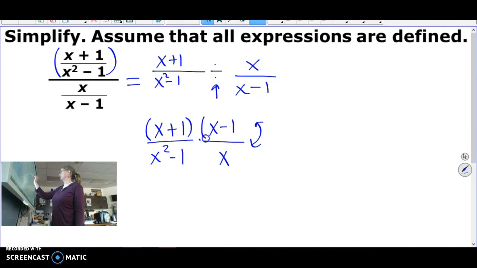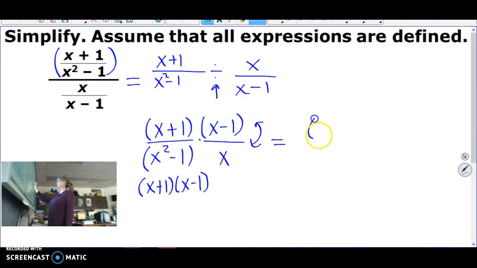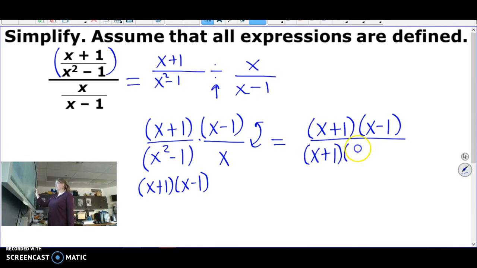So we have x plus 1 times x minus 1. In the denominator, I have x squared minus 1, and I hope that you guys are starting to recognize that that is a difference of squares, and that's going to factor into x plus 1 times x minus 1. So if I rewrite this numerator, multiplying across, I have x plus 1 times x minus 1. And then in the denominator, I have x plus 1 times x minus 1, that's the x squared minus 1 in the factored form, times another x.